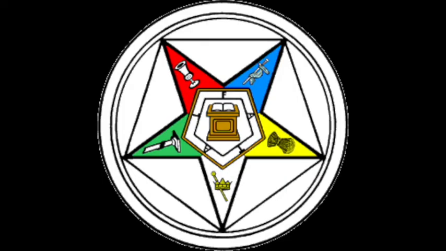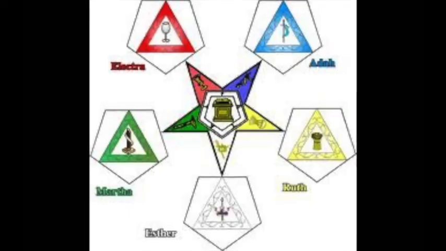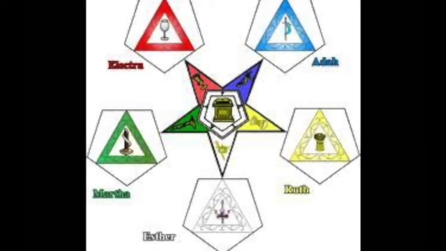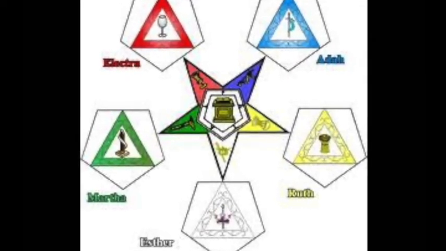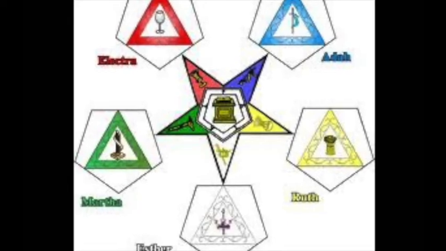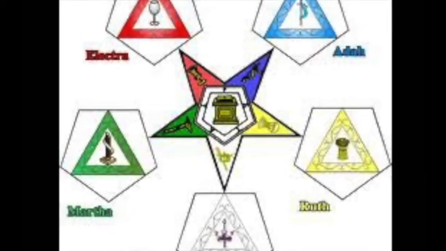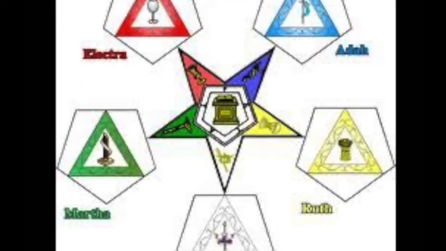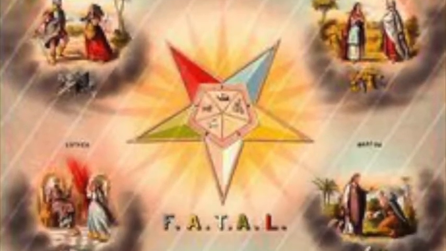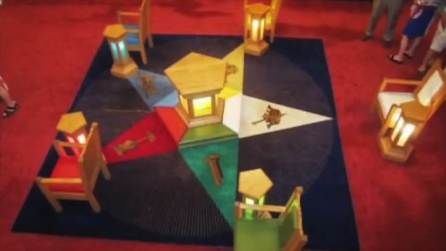Eastern Star. A Masonic women's organization uses the inverted pentagram as their symbol. They connect the points of the star with 5 biblical women: Ada, associated with spring and a sword; Ruth, associated with summer and a sheaf of barley; Esther, whose symbol is a crown and scepter; Martha, associated with winter and a broken column; Electa, associated with autumn and a chalice.